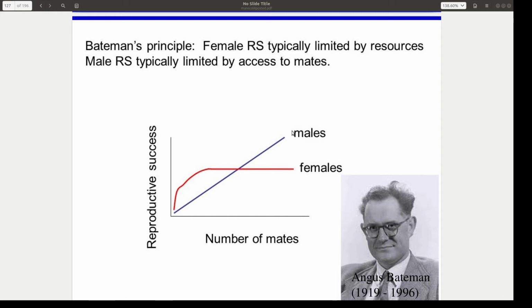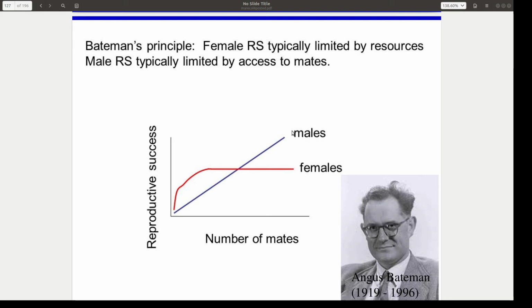Whereas the sex that is limited by resources generally has a very low variance in mating success because if they all have roughly the same amount of resources shared among themselves, then they will all have relatively the same mating success. So it'll be a lower variance in mating success. So that's the basic idea.